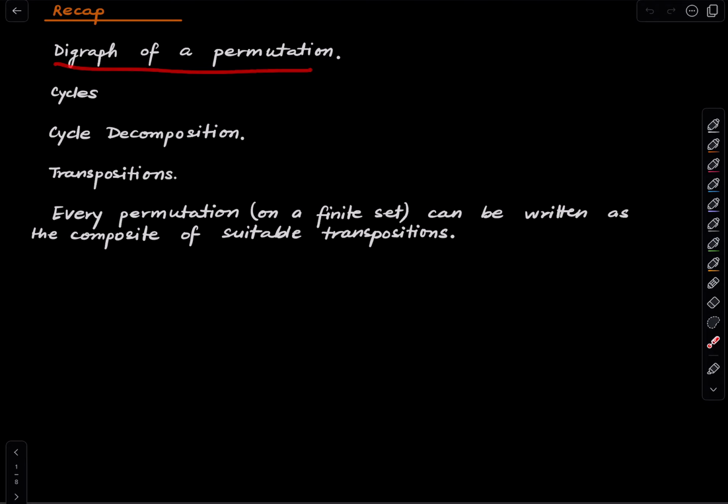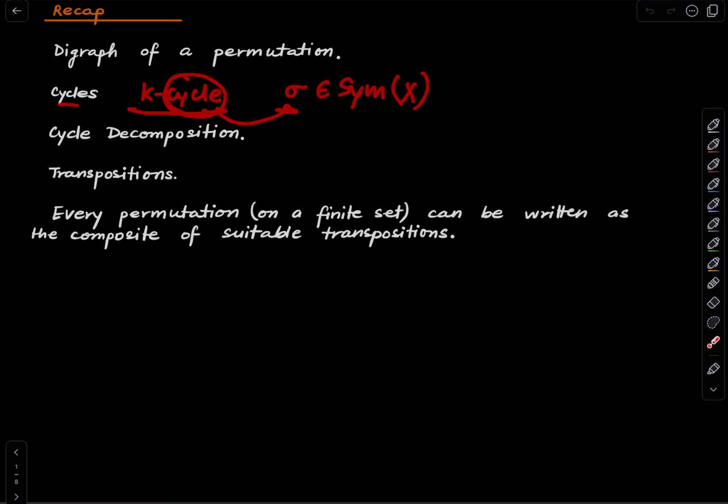I don't want to recall what this was. You can go back to earlier lectures to recall if you really need. Then we talked about cycles. So a cycle or a K cycle, where K is at least 2, is a permutation on a set X such that the digraph of sigma witnesses exactly one non-trivial cycle and that cycle has length K. So the word cycle has been used in two different capacities. One refers to a permutation, the other refers to a graph theoretic notion.